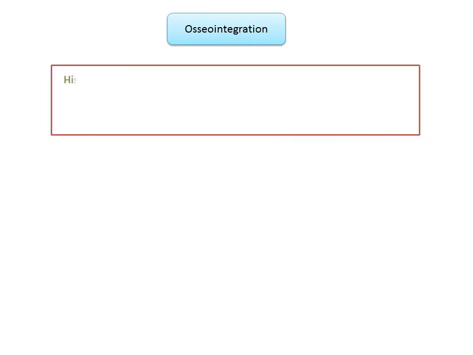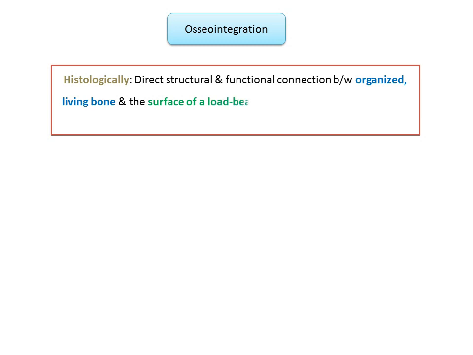First, let's take a look at the hard tissue implant interface. Osseointegration is the key biologic and biophysical process that has made dental implant therapy predictably effective for replacing missing teeth. Histologically defined, osseointegration is the direct structural and functional connection between organized living bone and the surface of a load-bearing implant without intervening soft tissue between the implant and the bone. The discovery of this process occurred by accident by Swedish bone researchers.